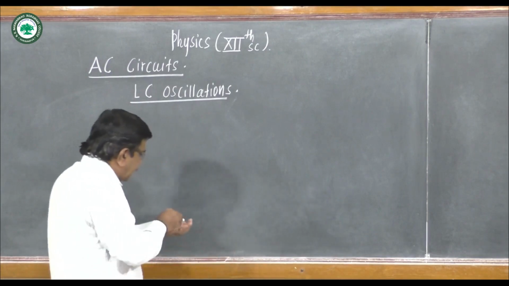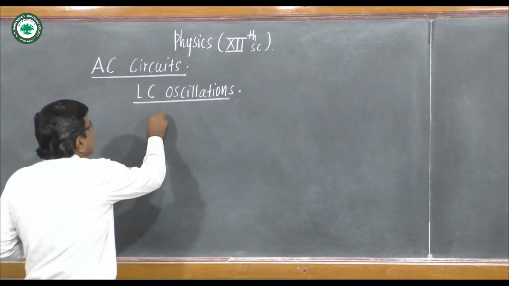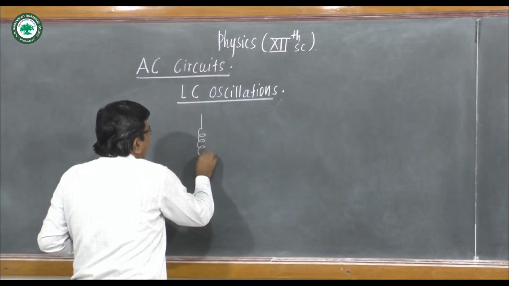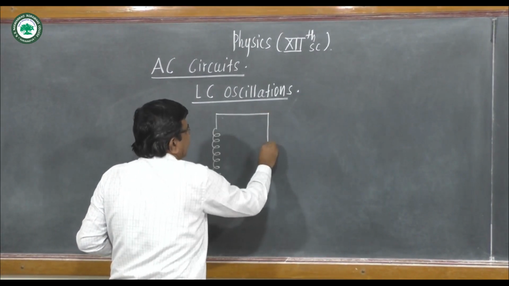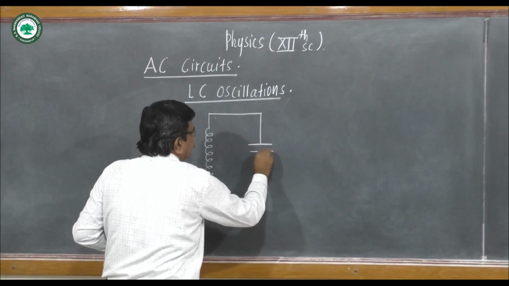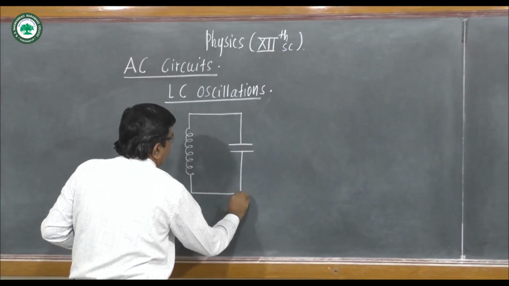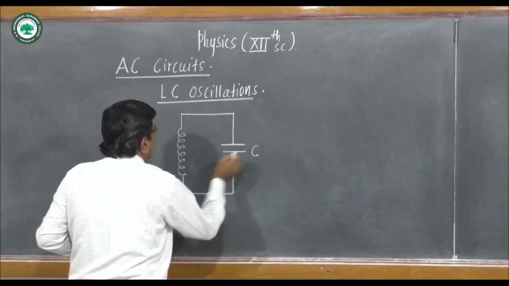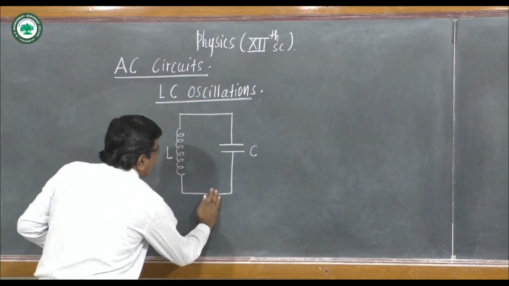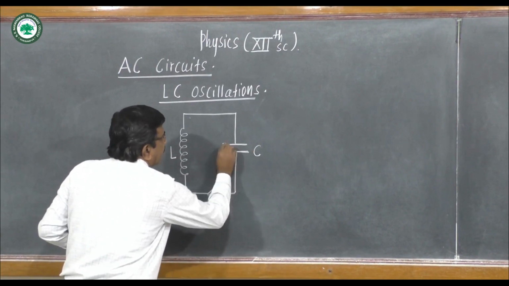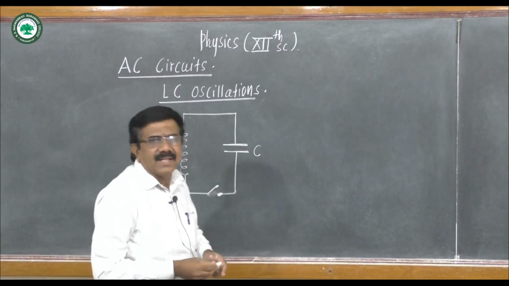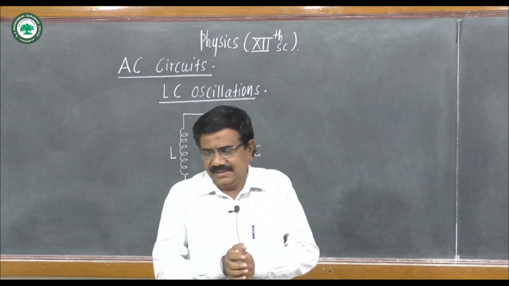We know the inductor is a coil, and we also know the capacitor. These are the two components. This is the capacitor, this is the inductor. If here there is a switch, the inductor and capacitor are connected in parallel.